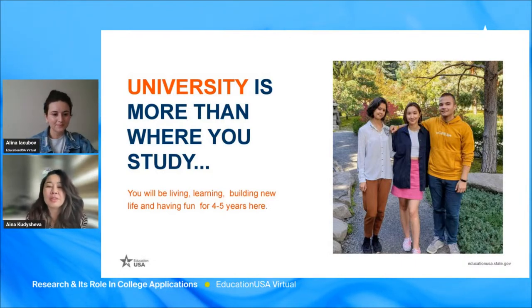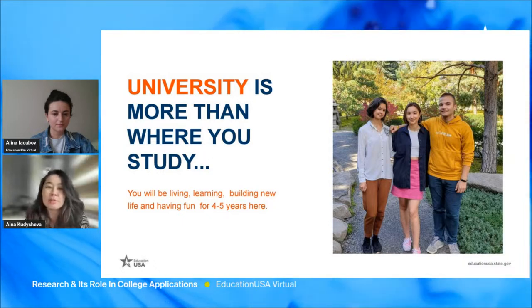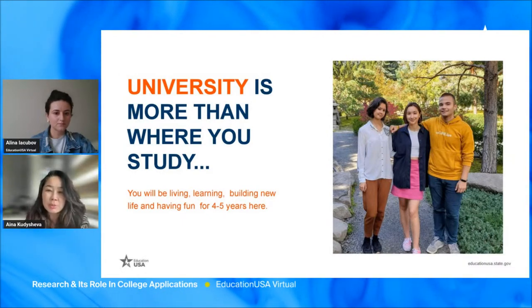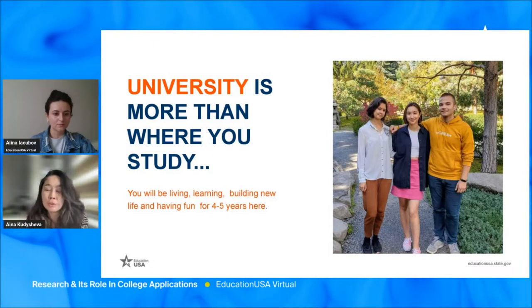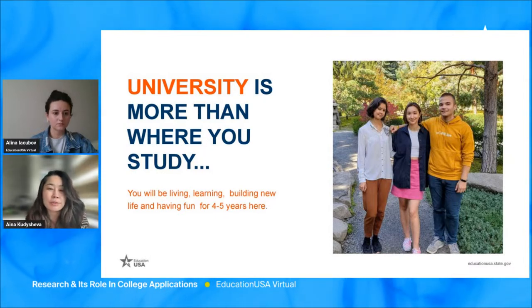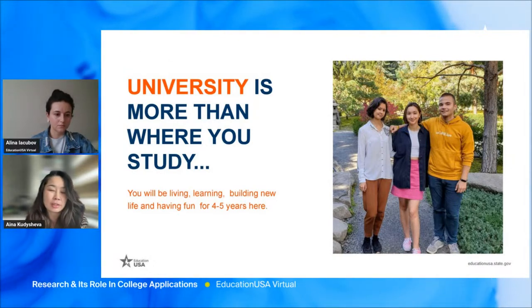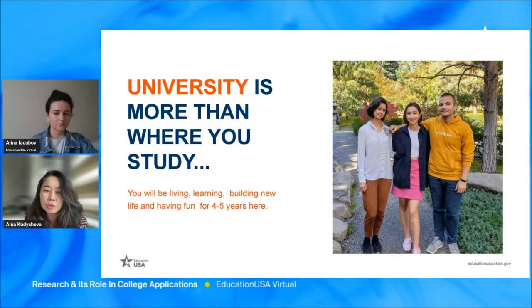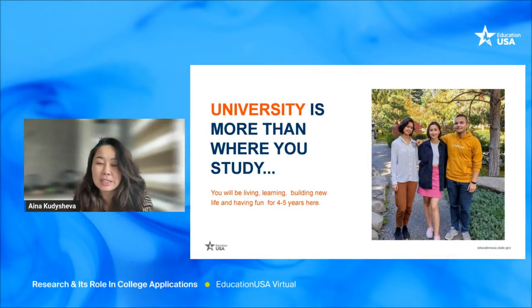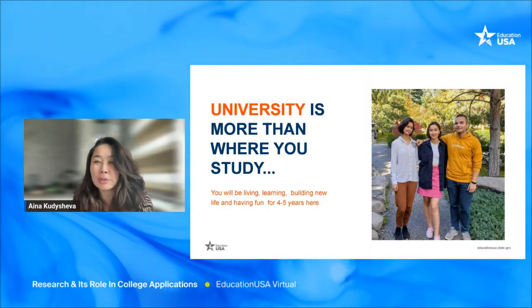And first of all, as Alina said, researching your university is the first and very crucial and very important step. You should understand that university is more than a place where you're gonna study. It's a place where you're gonna live for the next 4 or 5 years. So there are a lot of things you have to consider before you apply, starting from the cost and the place where the university is located, and finishing with whom you're gonna live with and what you're gonna do during your next 4 or 5 years. It depends on a lot of factors, internal and external. It depends on your choice, on your budget, and so on. So we're gonna discuss these things during our webinar today.